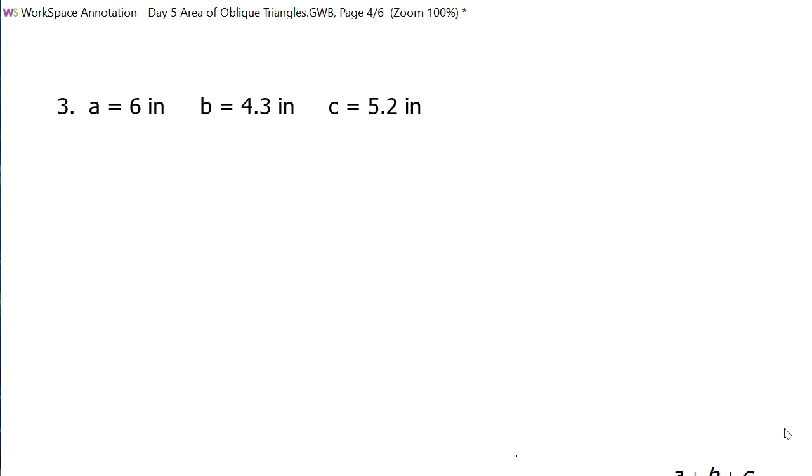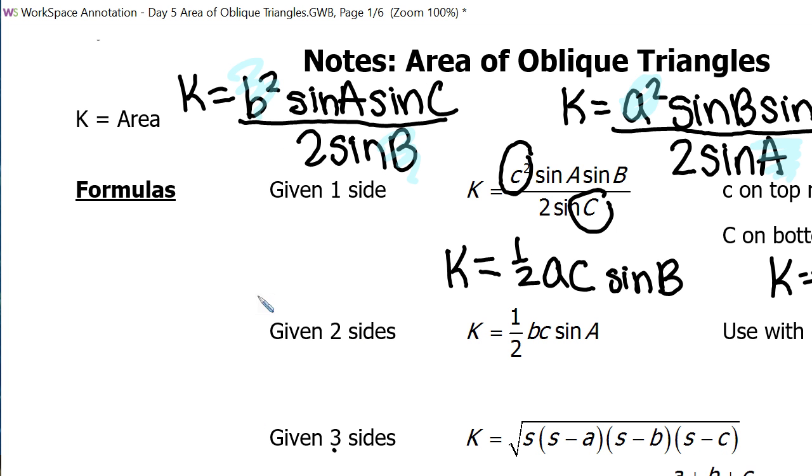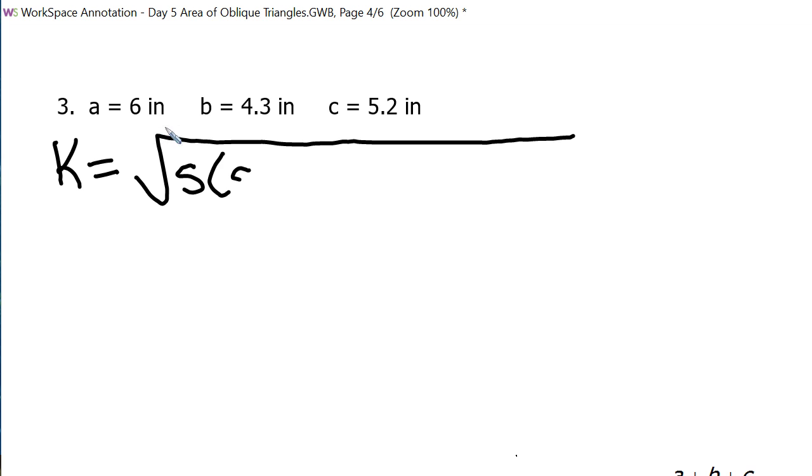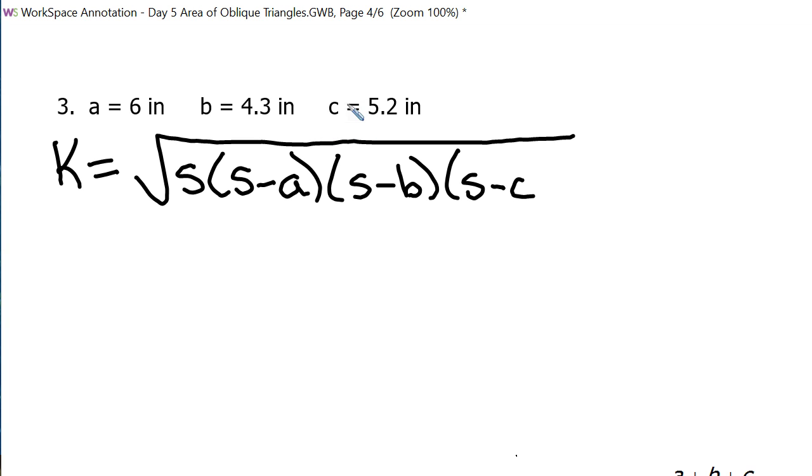Next one, number 3. To figure out which formula to use, you need to ask yourself, how many sides did they give me? So how many sides did they give us? 3. So if you're given 3 sides, you have to use this formula with a big square root. So that formula is K equals square root of S times S minus A times S minus B times S minus C. And what does S stand for? The semi-perimeter. So we need to find the perimeter and cut it in half.